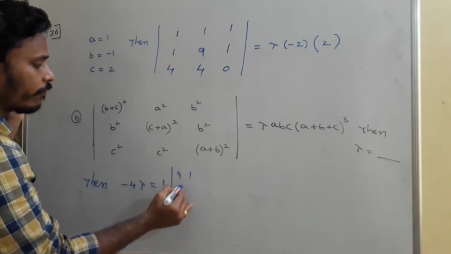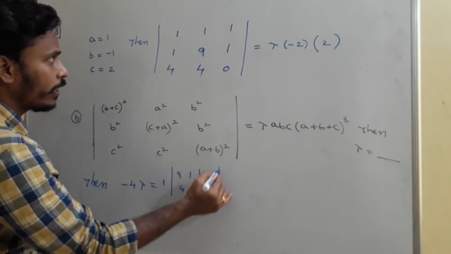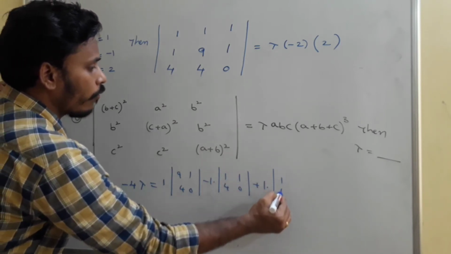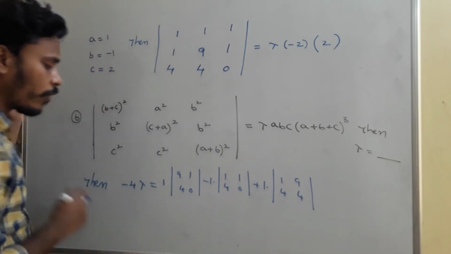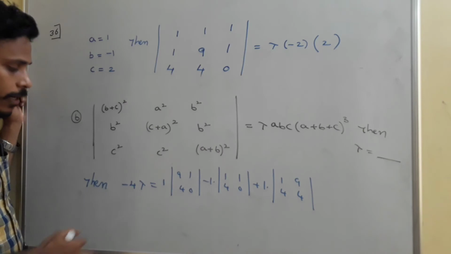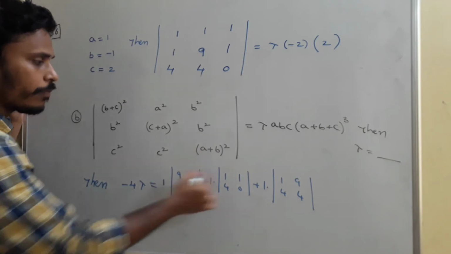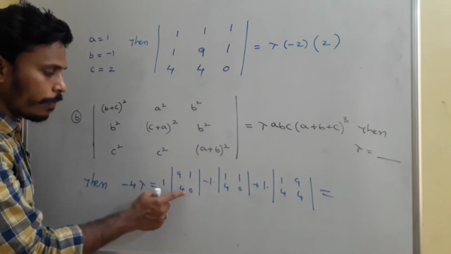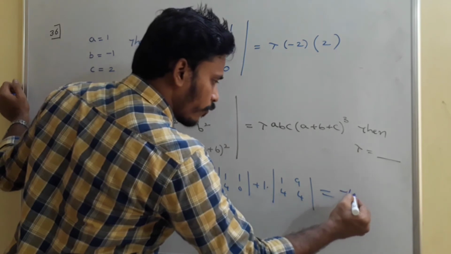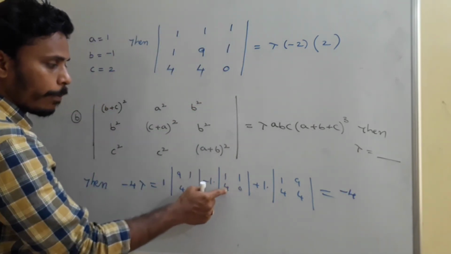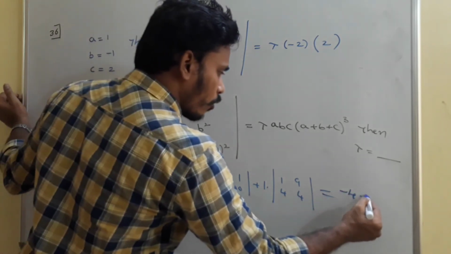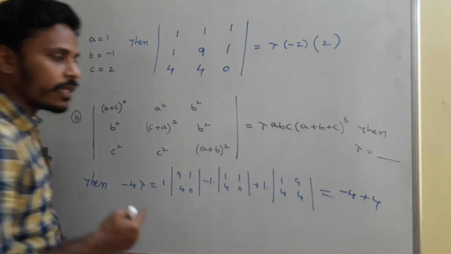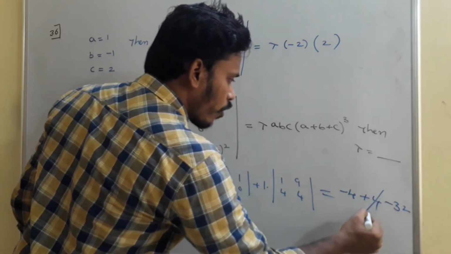That is 1, 9, 1, 4, 0: minus 1 into determinant of 1, 4, 1, 0, plus 1 into determinant of 1, 4, 9, 4. First of all, you need to know this procedure, the way of calculating the determinant. Leave the minus 4 lambda for some time and try to calculate this value. 9 into 0 is 0 minus 4, so minus 4, and the next step 0 minus 4, and already minus 1 is there, so plus 4. And the next step 4 minus 36 is minus 32. So this 4 and 4 get cancelled.